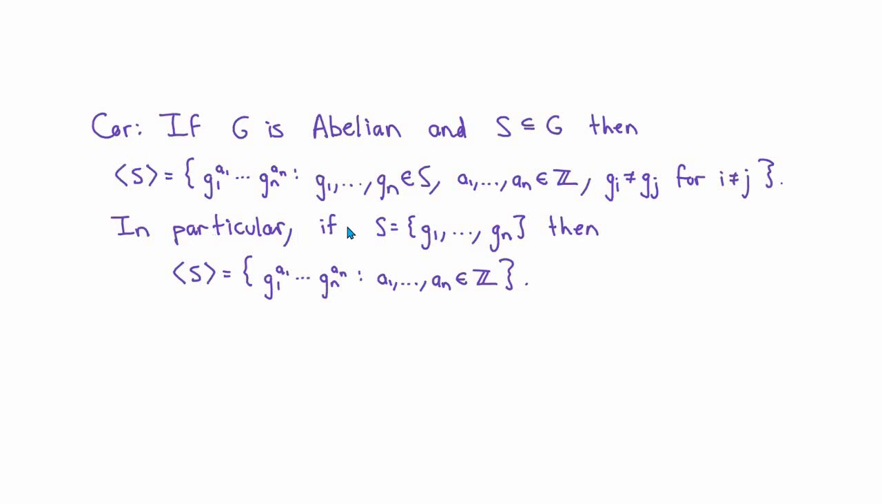In the even more special case when S is a finite set and G is an abelian group, we can just write this as the set of all products of the form g1 to the a1 ... gn to the an, where the ai's here run through all possible choices of integers.